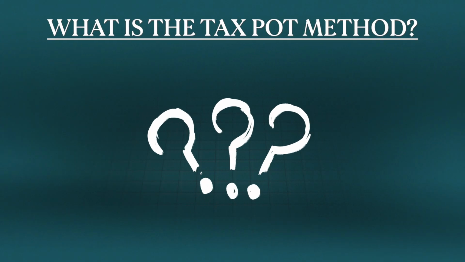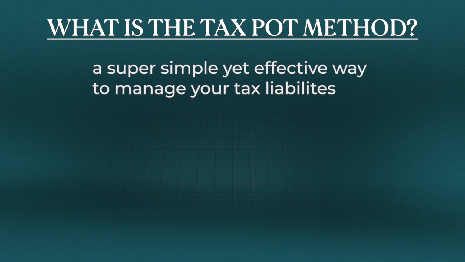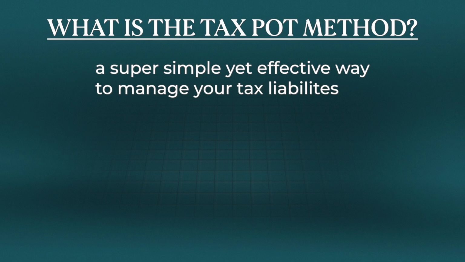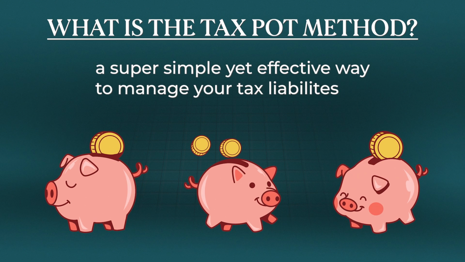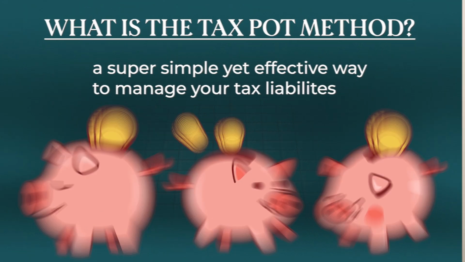So what is this tax pot method I keep mentioning? It's a super simple yet very effective way to manage your tax liabilities. Essentially, you set aside a percentage of your income into a separate account specifically for tax payments. That way, when your tax bills are due, the money's already there. There's no scrambling last minute and no more using money that was meant for taxes on other expenses.